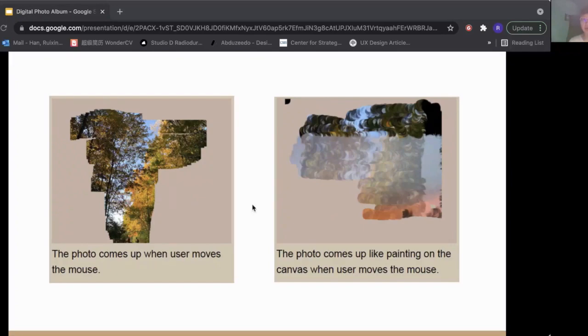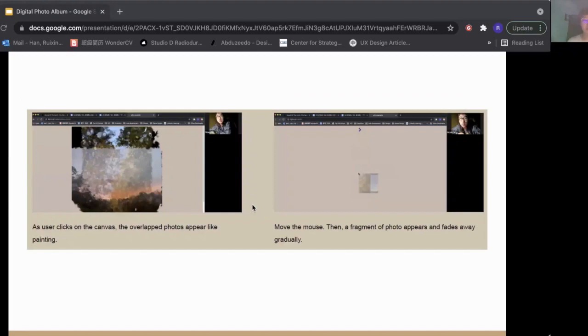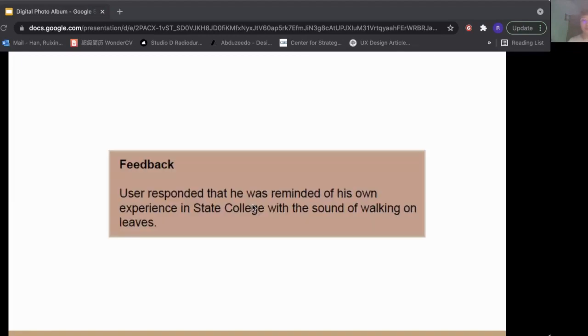And then I decided to do another round of user testing. As you can see, in this round of user testing, the user gave me the impression that they were more immersed in the process. Also I found some other issues, and he did respond that he was reminded of his own experience in state college with the sound of working on leaves.